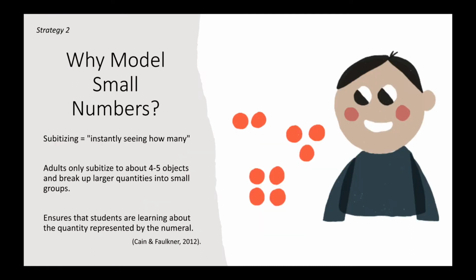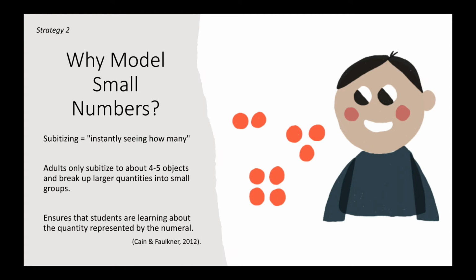So why do we want to model small numbers? We want to do this because it helps teach our students to subitize, to instantly see how many there are. Most humans can only subitize collections of up to 4 or 5 objects. And the human brain can't see beyond 4 or 5. Once it gets beyond 5, you start to break it up into smaller pieces. And this goes for adults and for children. So we combine smaller numbers in order to comprehend what the whole collection is.